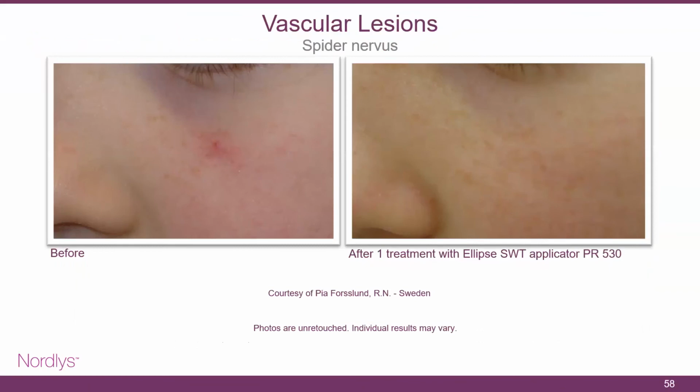Here's a small spider nevi, single treatment. It's very pale, it's very pink. So again, we know it's more superficial. So we're using the 530 rather than the 555.